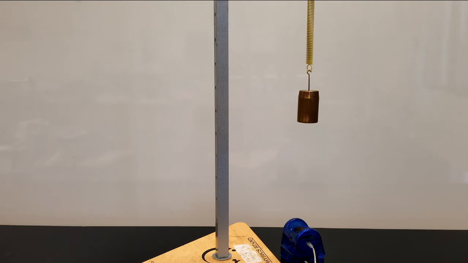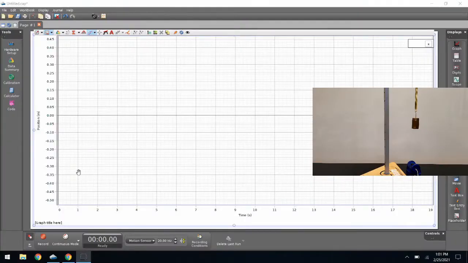Okay, so here we have our mass on a spring, and I've got a motion sensor sitting underneath there, and that is connected to the Capstone program. And we're going to record the position of our simple harmonic oscillator as it moves with respect to time. So this is positions over here, and this is times down here. So let's get it moving.